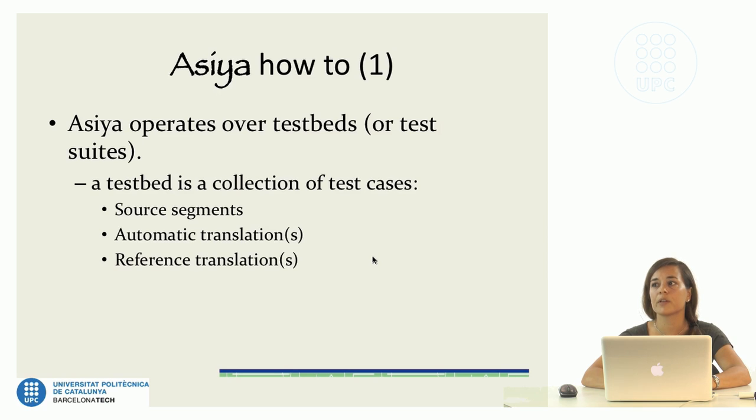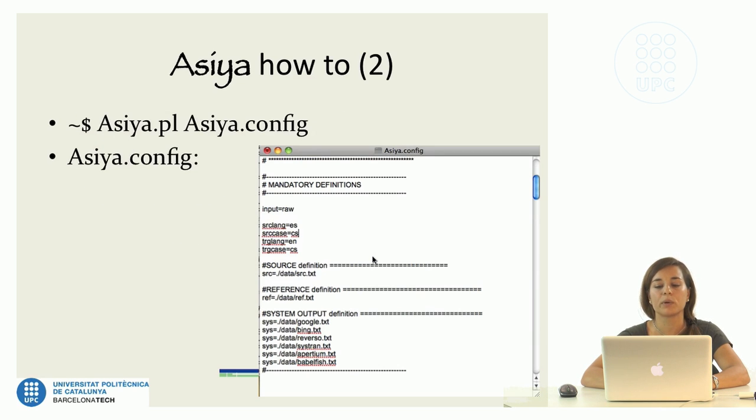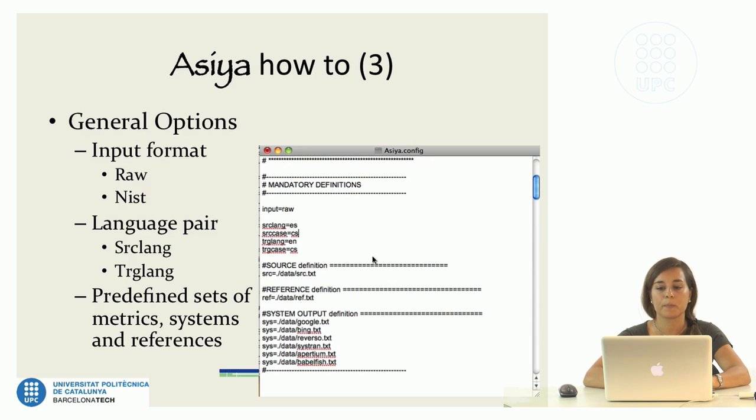How can we use Asiya? So Asiya operates over test beds or test suites. What is a test bed? This is a collection of segments in the source language. Then we have a collection of candidate translations, probably generated by different systems. And then we can have one or more reference translations normally written by humans. In order to run Asiya, the user must provide this test bed and a configuration file where you can specify the options you want to exploit the customized capabilities of Asiya.